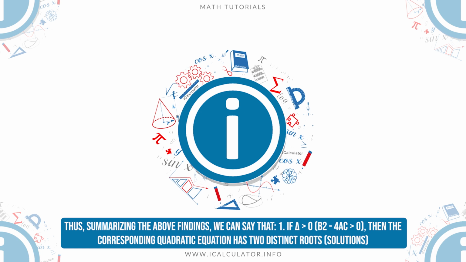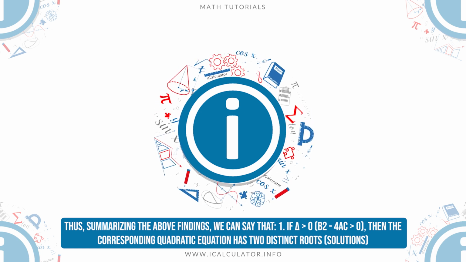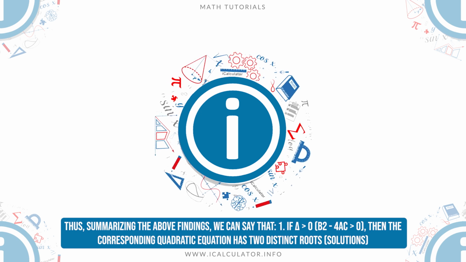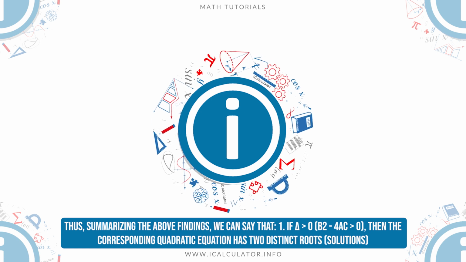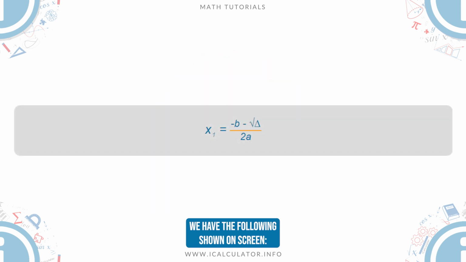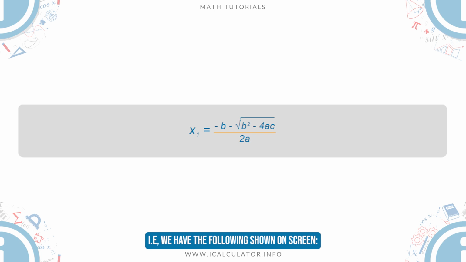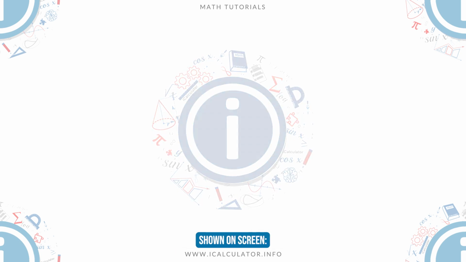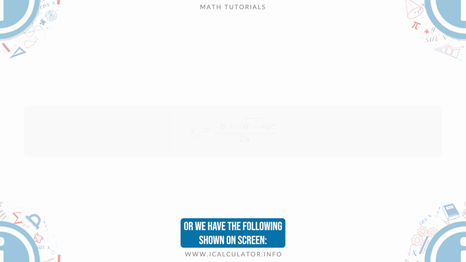Thus, summarizing the above findings, we can say that, 1. If alpha is greater than 0, b squared minus 4c is greater than 0, then the corresponding quadratic equation has two distinct roots, or solutions, as shown on screen.